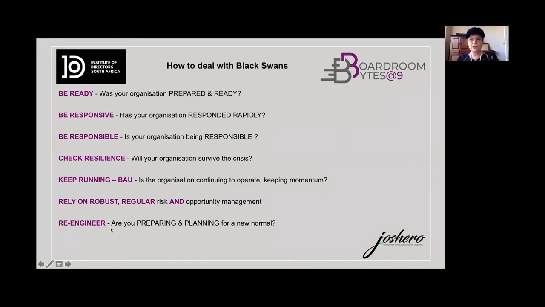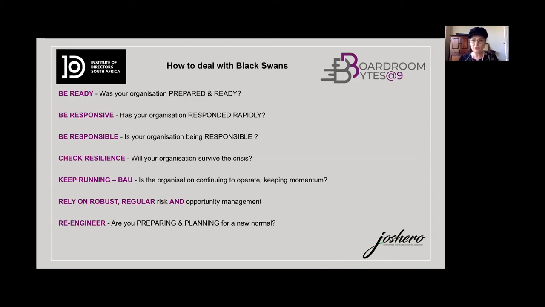Just before I move on, the opportunities. What are the opportunities that are coming through from this? We've seen some organizations in manufacturing that have switched completely from one type of manufacture, some manufacturing masks. It's opened up a new business stream for them, and in this dreadful risk and threat, they've been able to maximize an opportunity there.